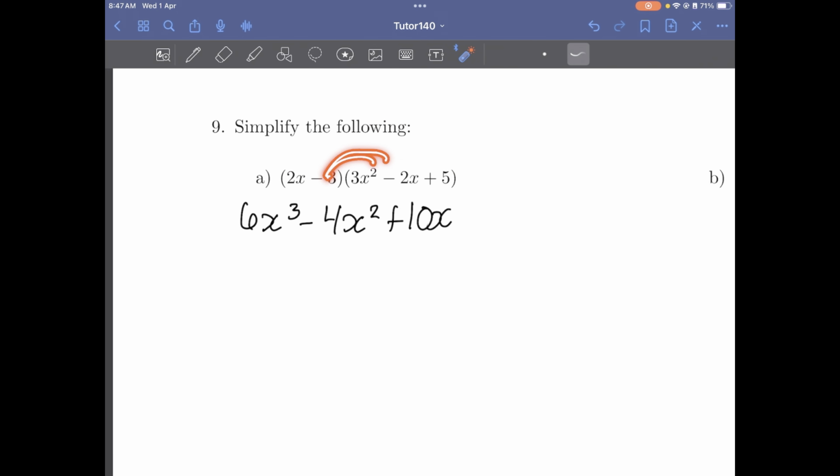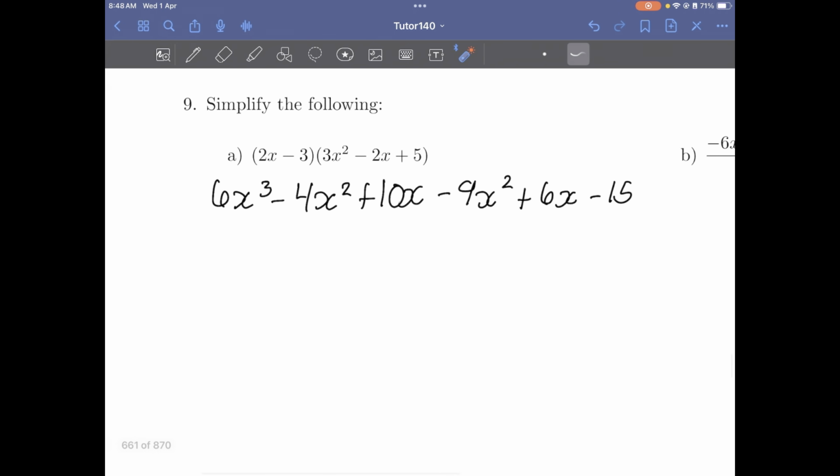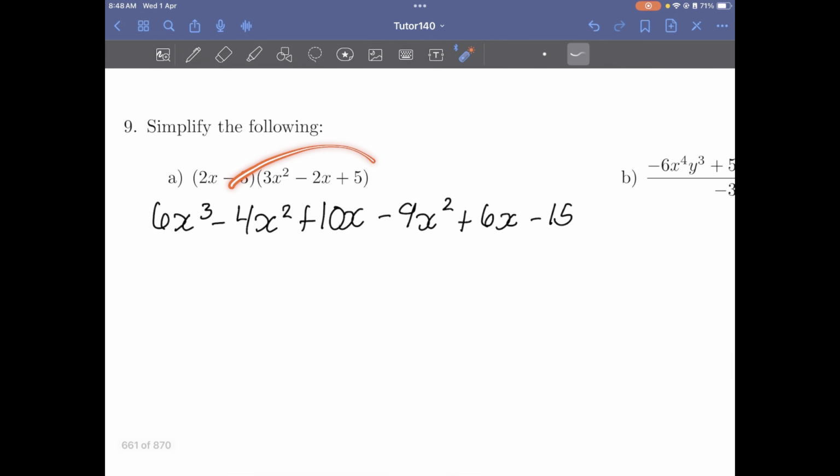And same thing for 3. So we're going to have minus 9x squared plus 6x minus 15. Negative 3 times 3x squared is minus 9x squared. Minus 3 times negative 2x is positive 6x. Minus 3 times 5 is minus 15.